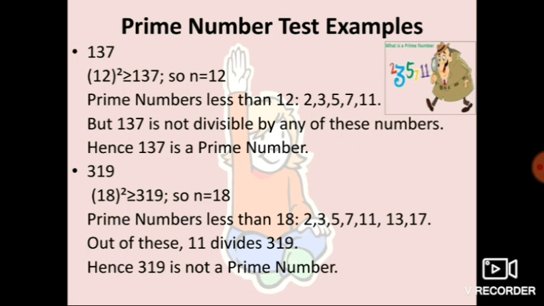Now next let us consider 319. Here 319 is p. And we find out that n equals 18, so 18 squared will be greater than or equal to 319. Now let us consider the prime numbers less than 18. That is 2, 3, 5, 7, 11, 13 and 17. When we do the divisibility check, we get to know that 11 divides 319. Therefore, 319 is not a prime number.